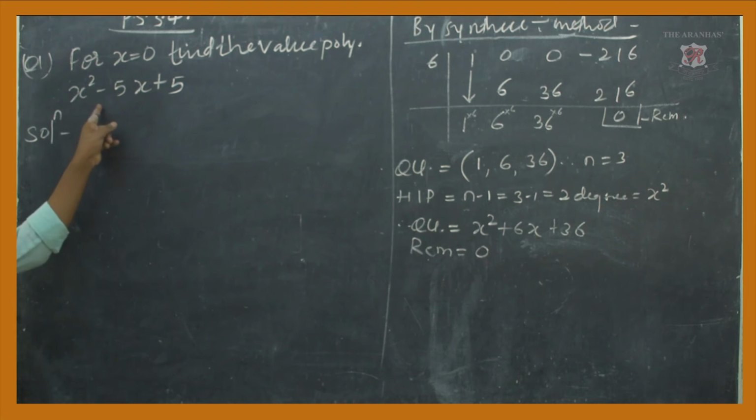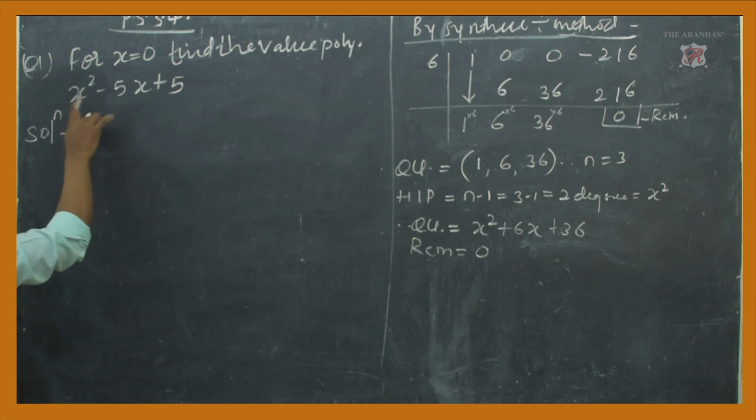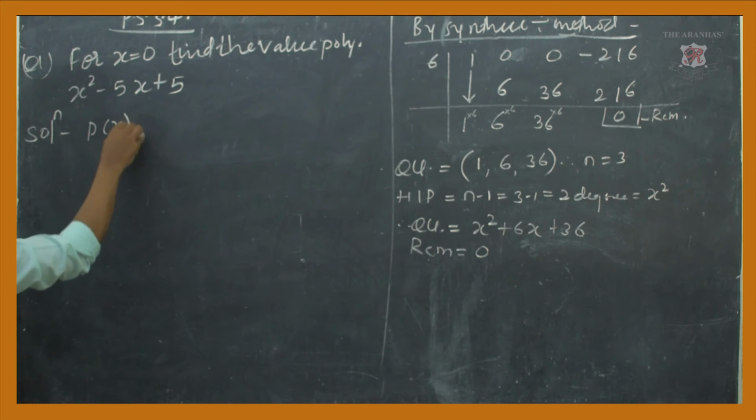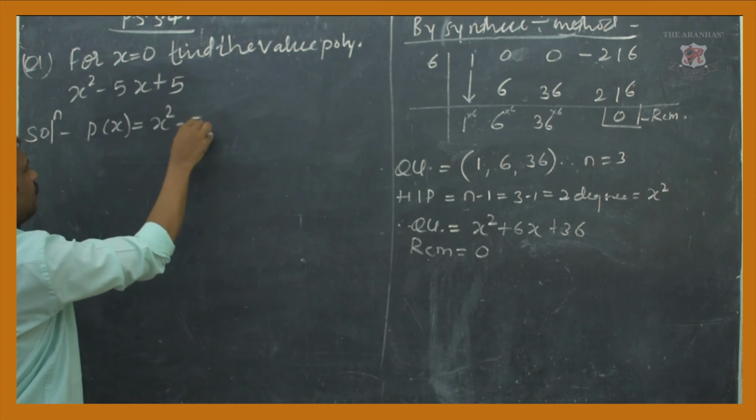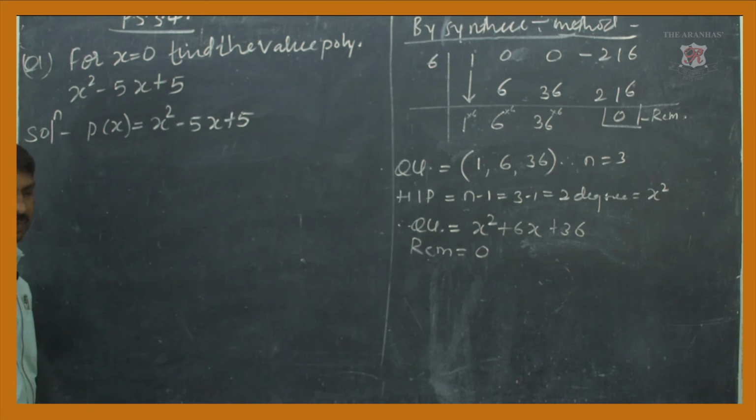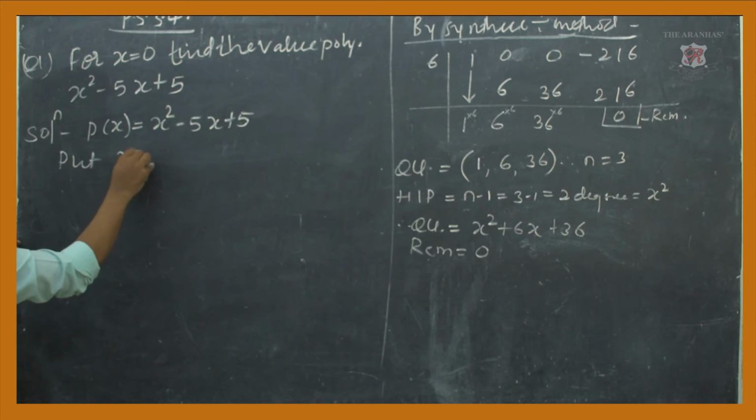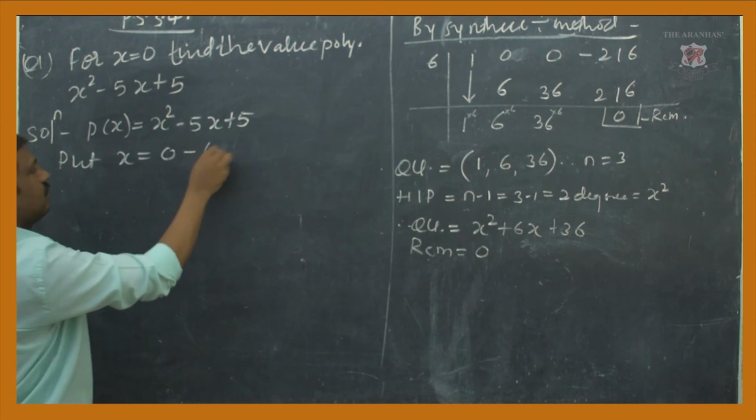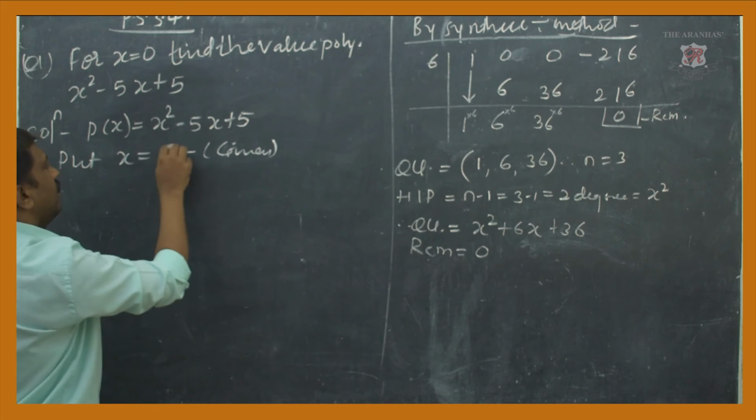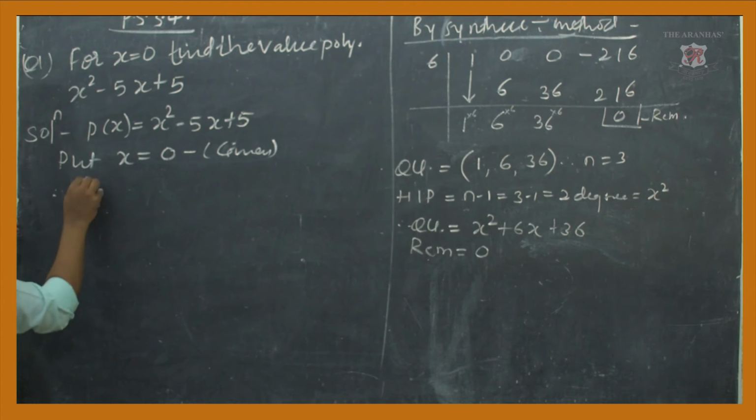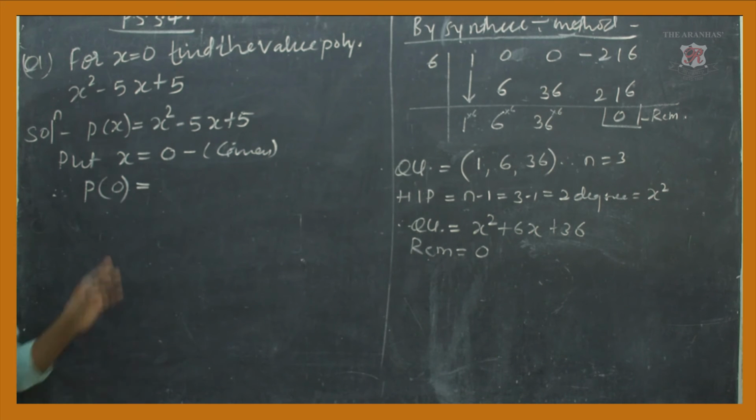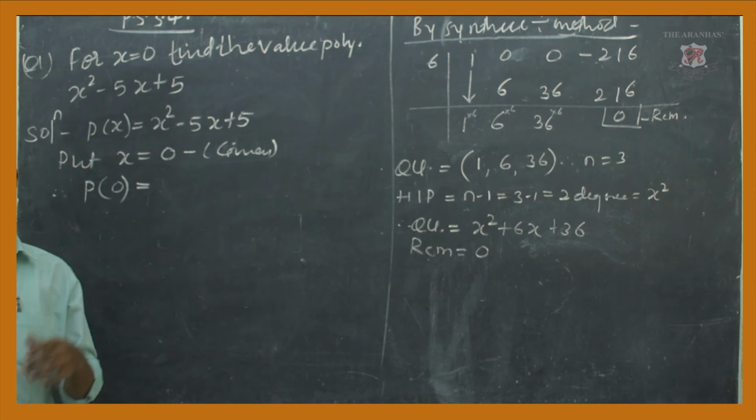First we will write the polynomial form. The polynomial is given in x, so we write p(x) is equal to x square minus 5x plus 5. This is the p(x) polynomial. Now here they said put the value of x is equal to 0. We have to substitute the value for x, which is 0. So instead of x we will substitute its value, so p(0) is equal to, wherever there is x we are going to substitute the value 0.